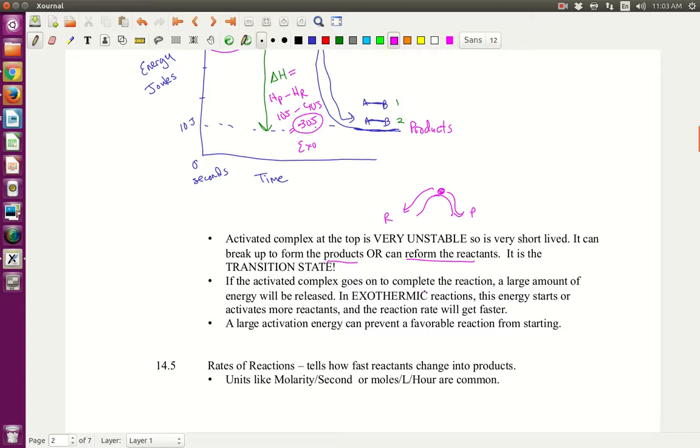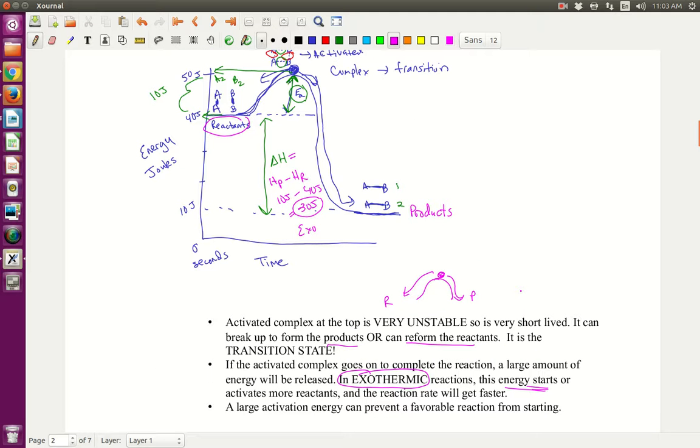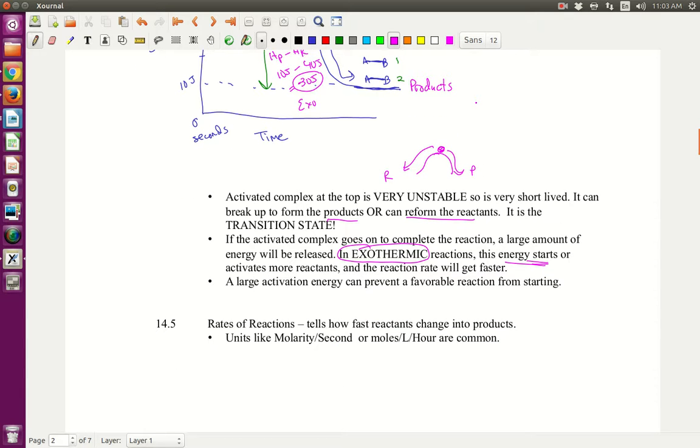If the activated complex goes on to complete the reaction, a large amount of energy will be released in exothermic reactions. And this energy, now listen to this, this energy that's released in exothermic reactions is used to start the next reaction. In other words, look at this again. When I start the reaction, I have to push it up the hill. But once it starts, this is going to release all this energy, all this negative 30 joules. That pushes the next ones up the hill. So it gets going at that point. A large activation energy, though, can prevent a favorable reaction from happening.